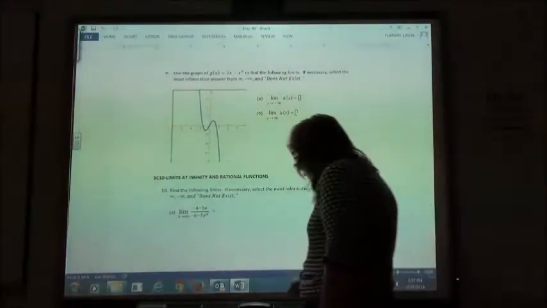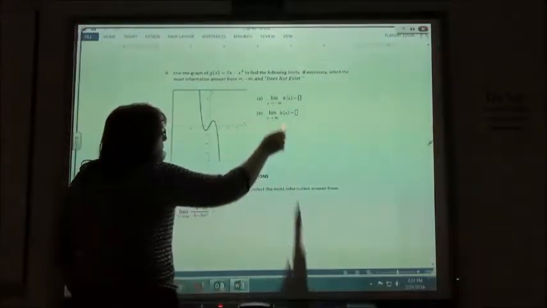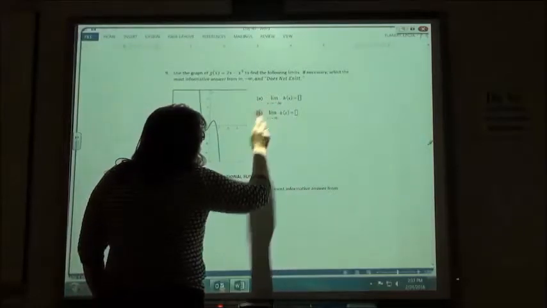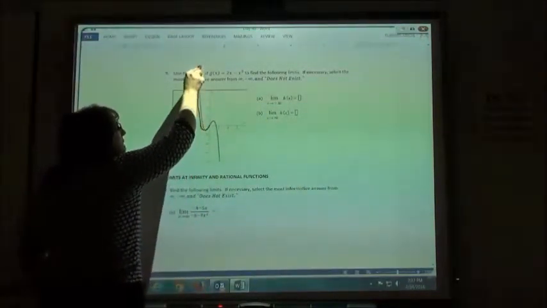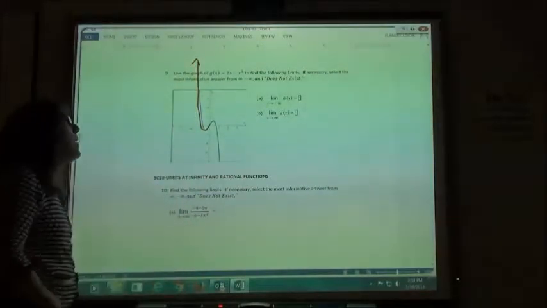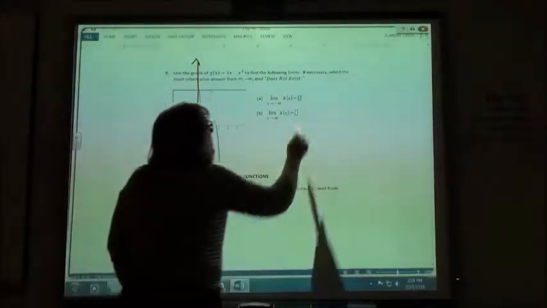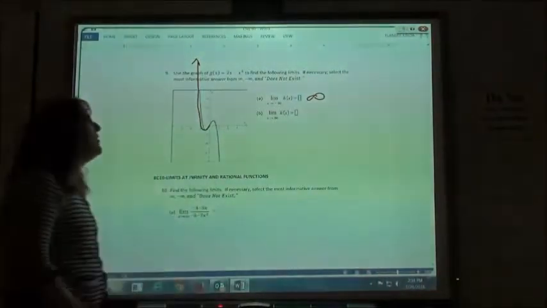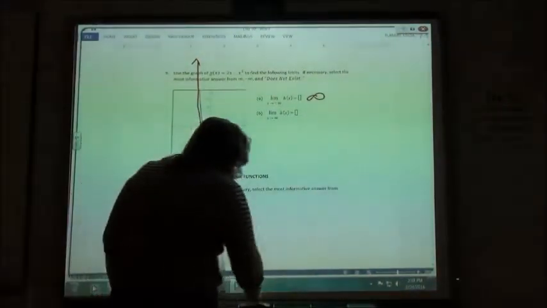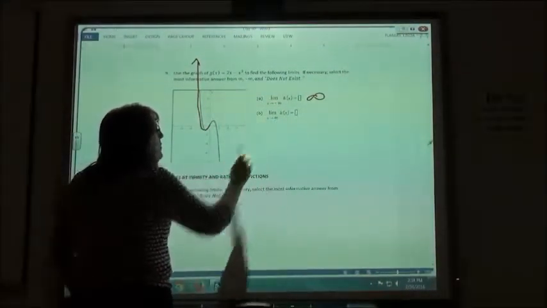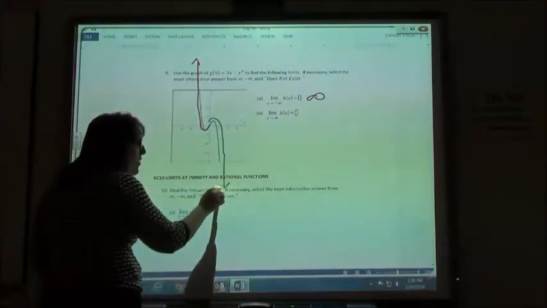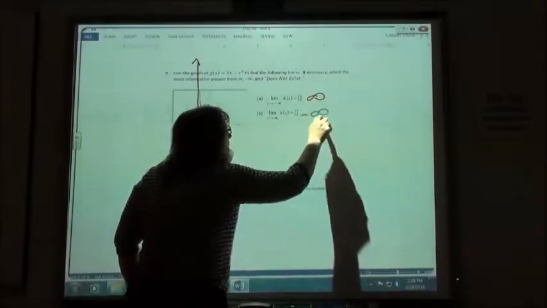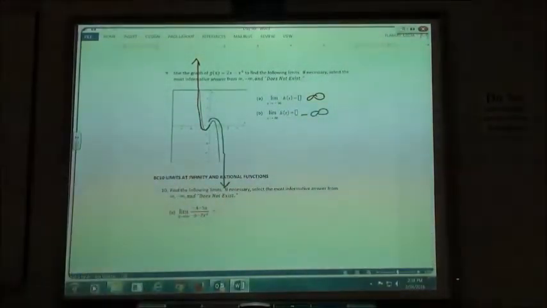And number 9. I'm finding the limit of my function as x approaches negative infinity. So as I go this way on my graph, notice it's just going to keep going up, up, up, or at least we have to assume that. So it's going to go up to positive infinity. Here, as x approaches infinity, as I go to the right, I'm going to keep going down, down, down. So the limit on that side is going to be negative infinity.